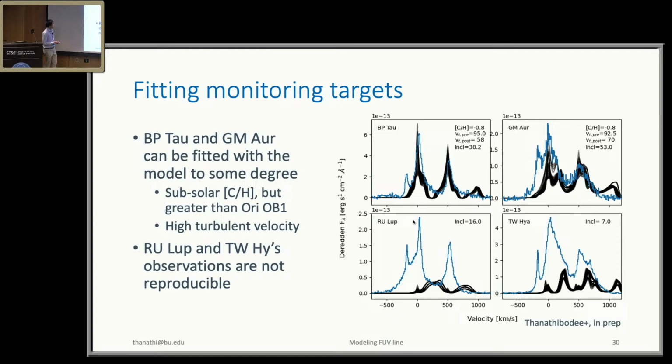We look at the monitoring target again. BP Tau and GM Aur are okay. This is an H2 line, so it doesn't have to fit. We fit the narrow component and the broad component, which is hard as usual, but kind of tracing the geometry. RU Lup and TW Hya just don't fit.